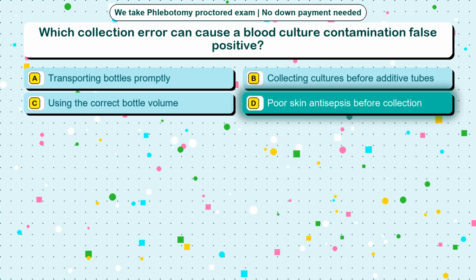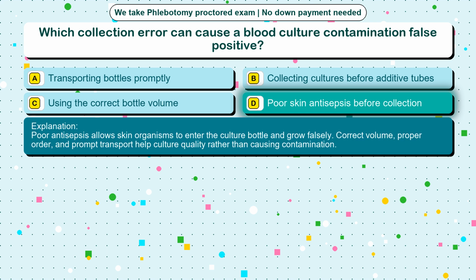The correct answer is option D, poor skin antisepsis before collection. Poor antisepsis allows skin organisms to enter the culture bottle and grow falsely. Correct volume, proper order, and prompt transport help culture quality rather than causing contamination.